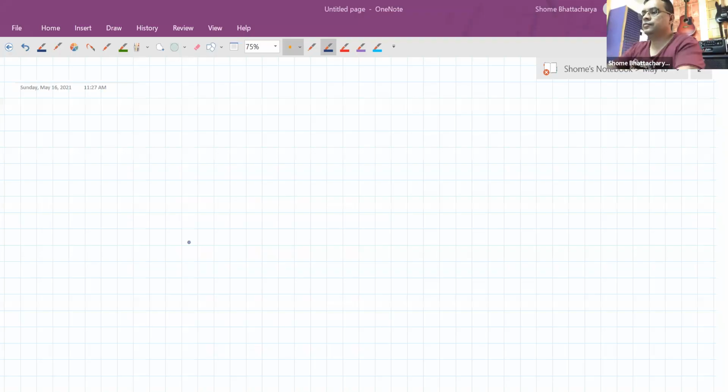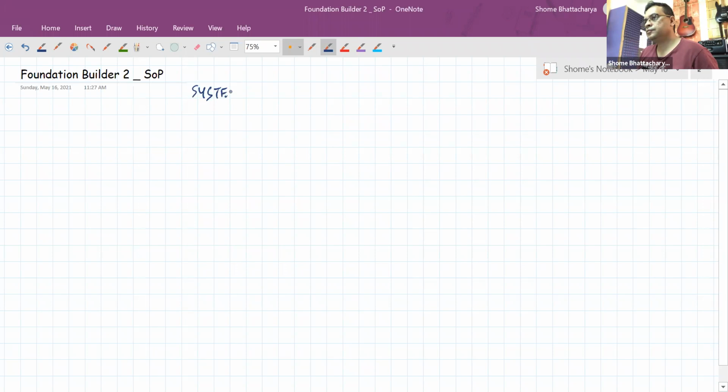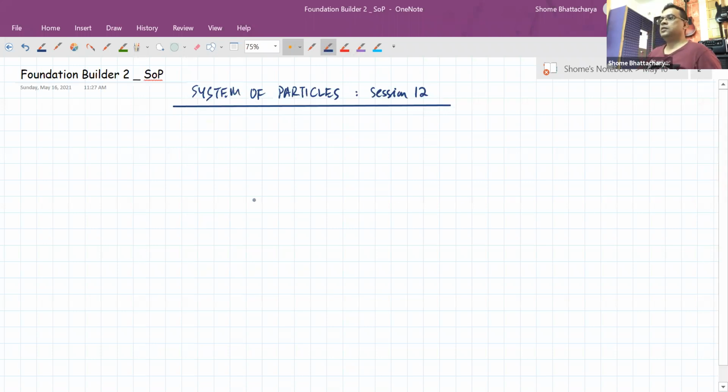Oblique collisions between particles, which we had just about started in the last lecture. Now you'll see a very interesting and important special case of oblique collision.